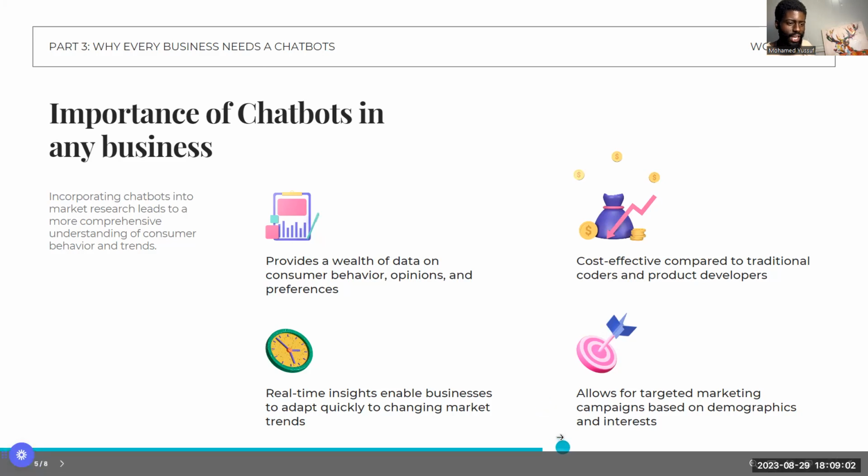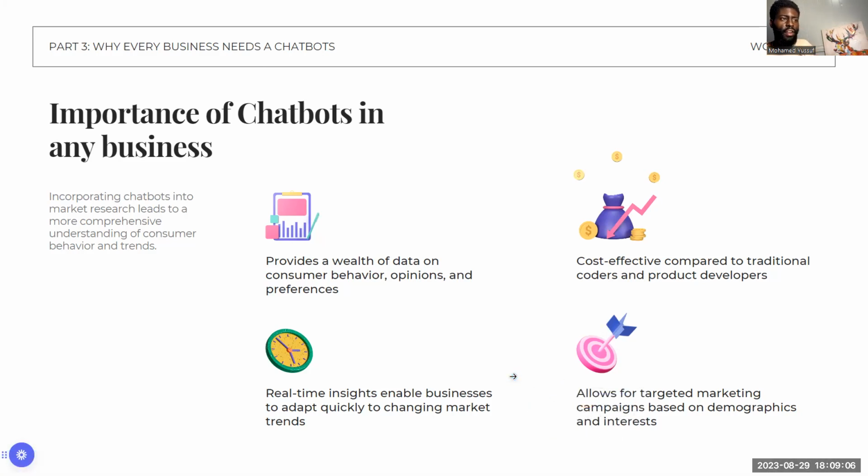Okay. And lastly, it allows for targeted marketing campaigns based on demographic and interest, meaning you can create chatbots that will say different things to different people. So if somebody comes and is asked, are you a boy or girl? If they click I'm a boy, it's going to give them different things based on being a boy. If they click I'm a girl, it's going to give them different things based on being a girl. Depending on your demographic, depending on your interest, it can give you different information.